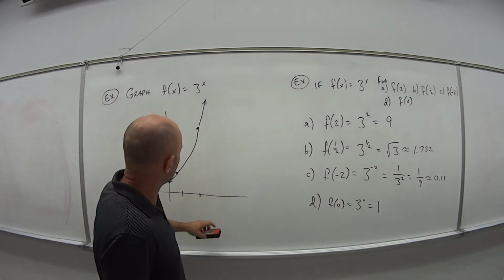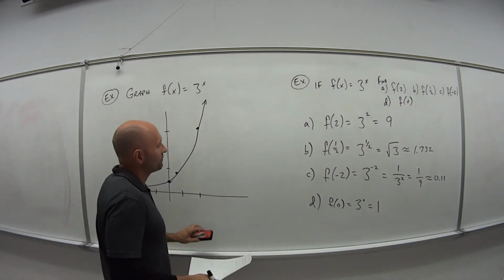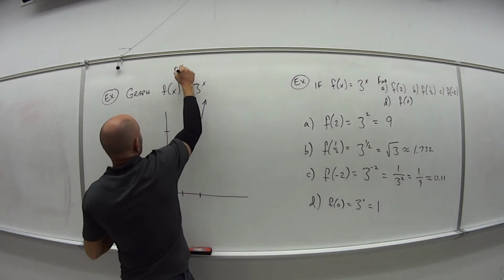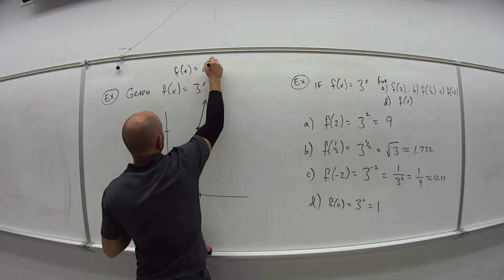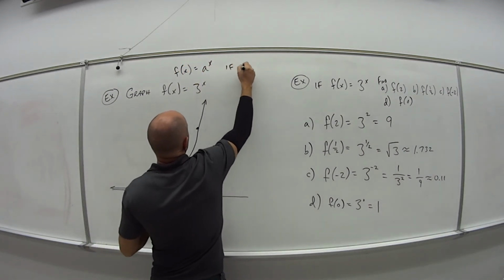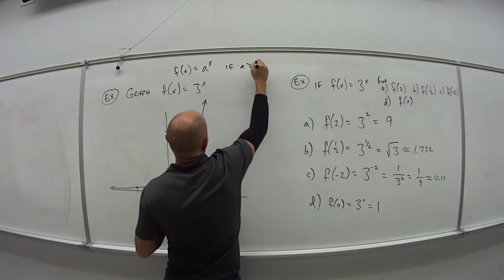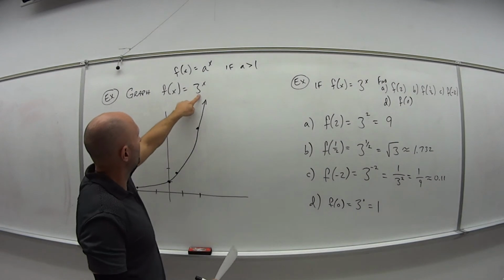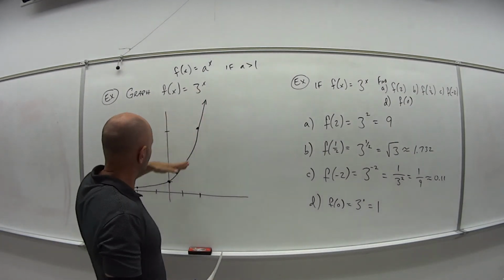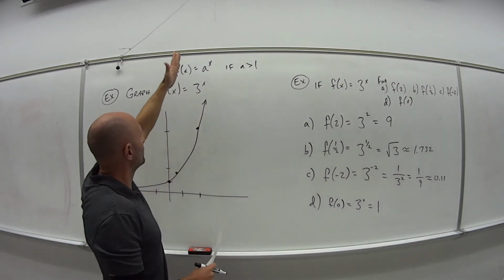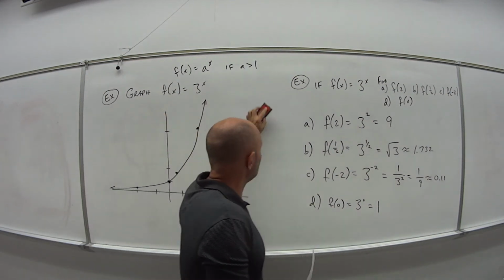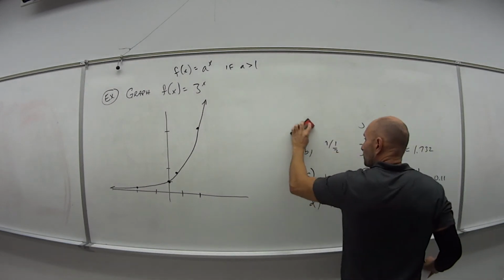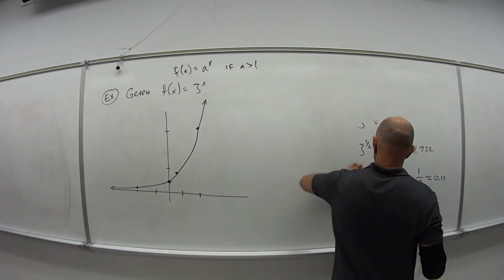So this is what our function 3 to the x power looks like, and this can actually be generalized for f of x is equal to a to the x power if a is greater than 1. So if a is greater than 1, my base, it's always going to have this shape. It just depends how quickly it gets, how steep it gets right away. How quickly does it grow? But if a is greater than 1, it's always going to have that shape.